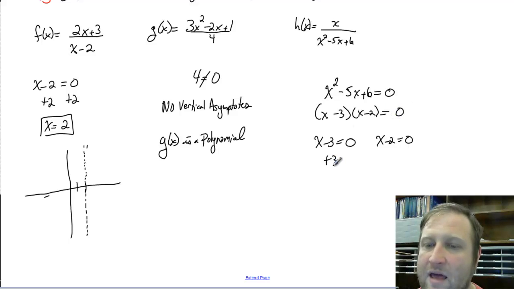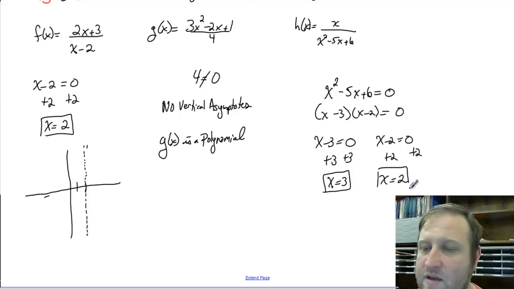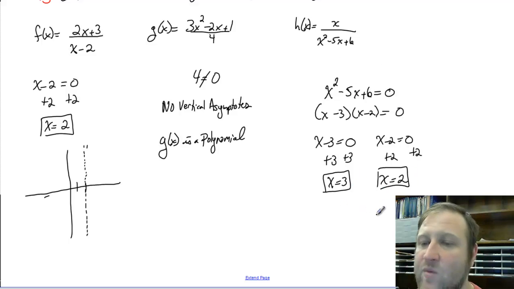So I know x minus 3 equals 0, and x minus 2 equals 0. And now we add 3 on both sides. So we get x equals 3. Here we're going to add 2 to both sides. So we get x equals 2. So here in this rational function, we're going to have two vertical asymptotes, one at 3 and one at 2.